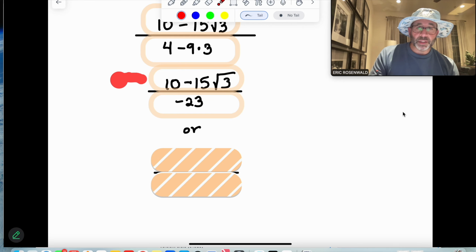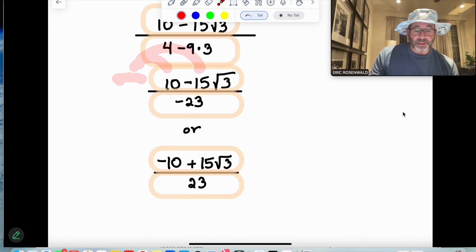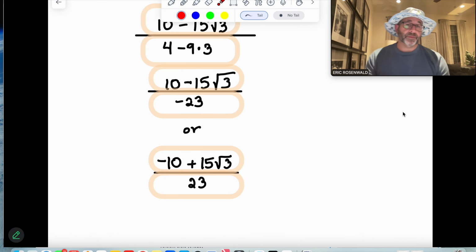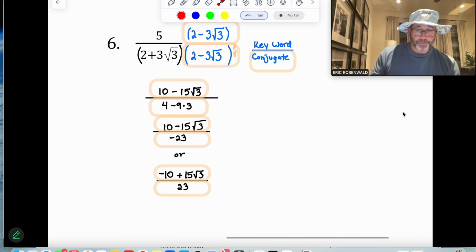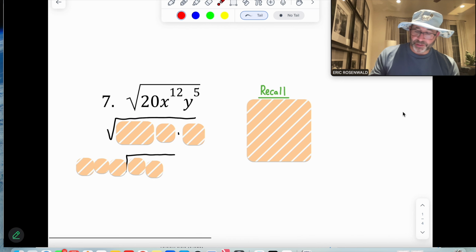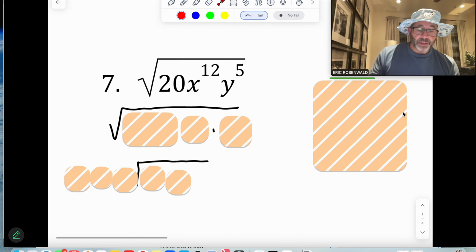So what they do is they take the negative and pull it up to the top instead. If we pull it up to the top, that negative will get distributed to the top, making it a negative 10 and then a positive 15 root 3. And then the 23 turns into a positive. And that's it. That's all we can do. All right, let's take a look at number 7. So now we're dealing with variables.